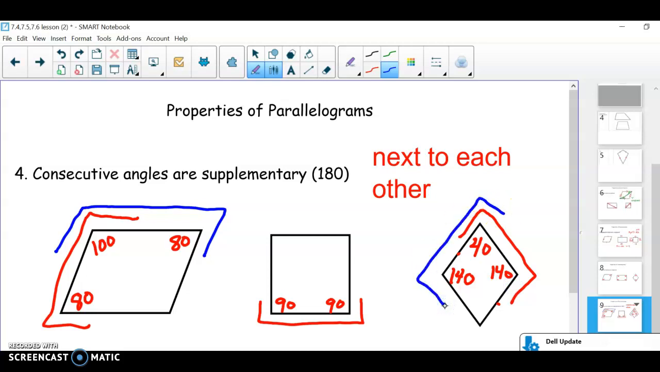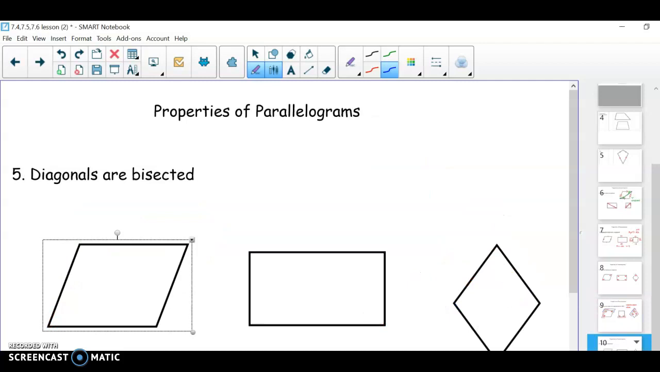All right. So please make sure you're remembering that, because on your homework that you're going to get in geometry class, I know on rhombuses, sometimes kids forget about this property. So again, remember angles next to each other add up to 180. All right, and our last property, diagonals are bisected.